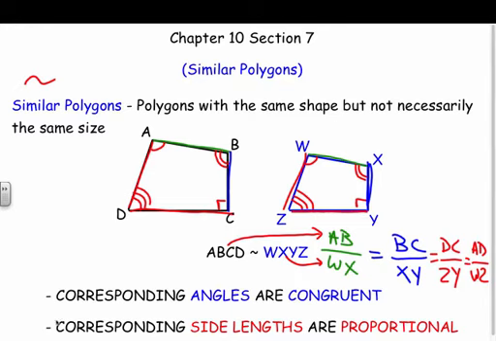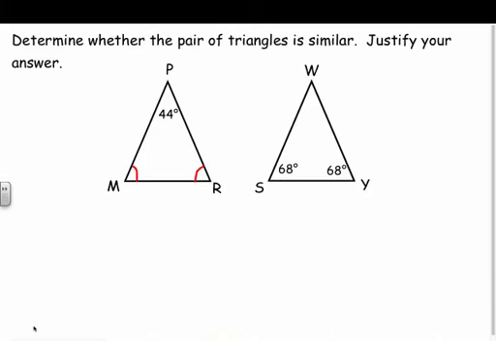Okay, so those are the most important things. If they're similar, angles are congruent, side lengths are proportional. That's what we have to remember. So determine whether the pair of triangles is similar. Justify your answer. Well, I probably need to know all these angle measures. I don't know anything about the sides.